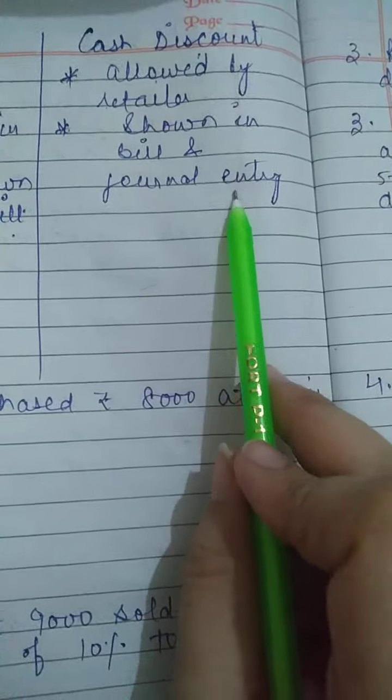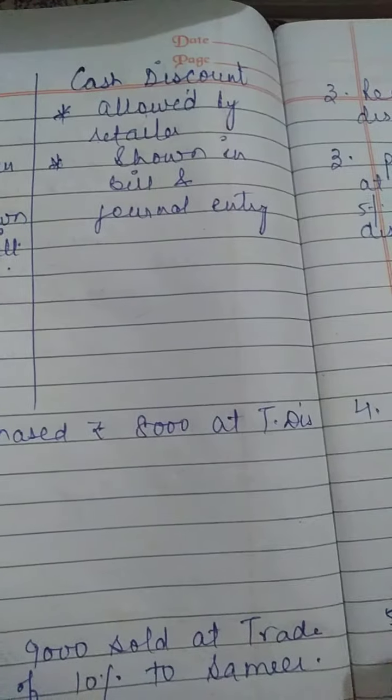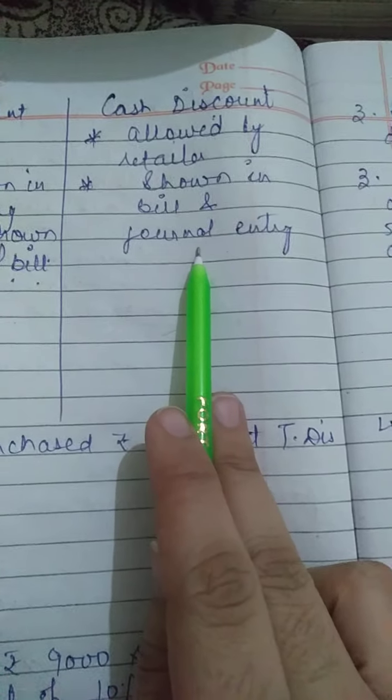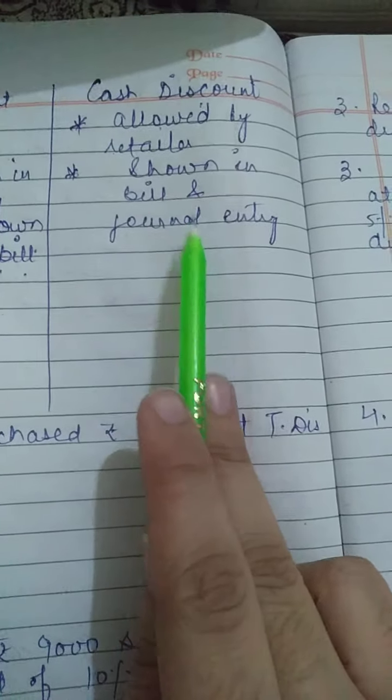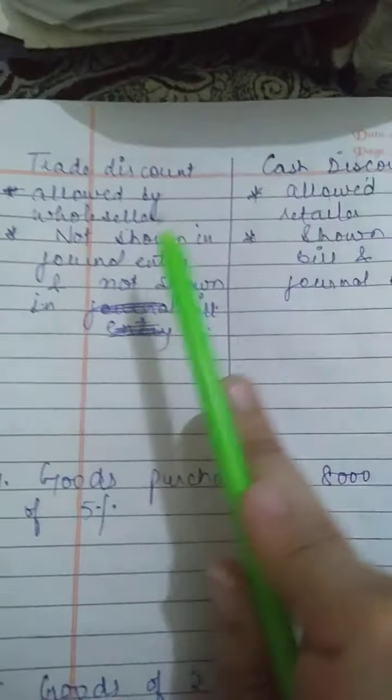Cash discount is allowed by the retailer. When a consumer is buying something from a retailer, this is the discount that has to be shown in the journal entry and also in the bill. So now see how we have to pass the entries of trade discount and cash discount.